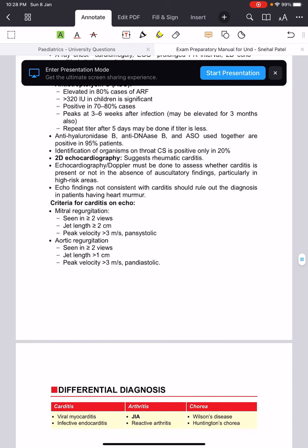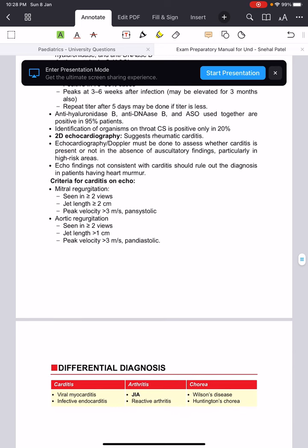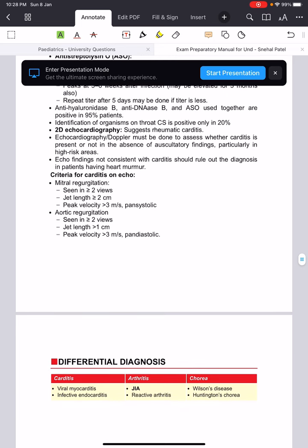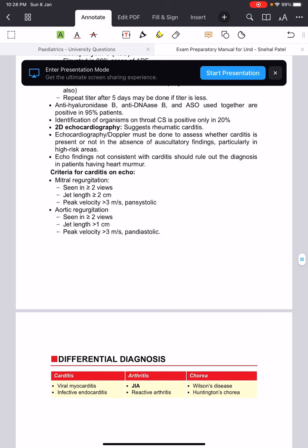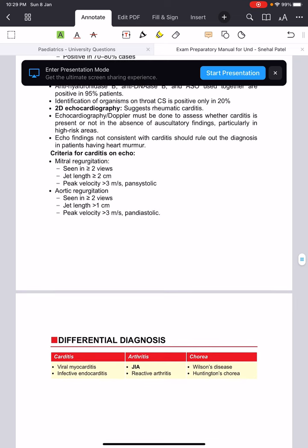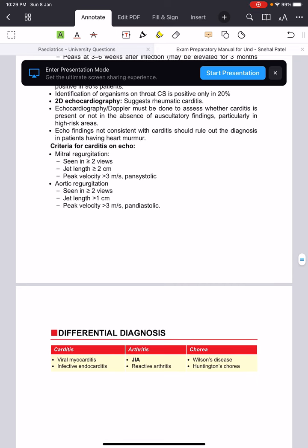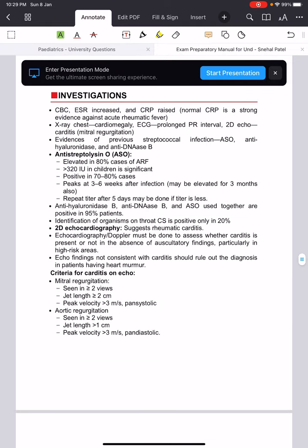Now 2D echocardiography. It suggests rheumatic carditis, and criteria for carditis on echo are mitral regurgitation and aortic regurgitation. So if these criteria are there, then rheumatic heart disease is there. What are the investigations? ESR is raised, CRP is raised, CBC we have to see. Then on chest X-ray you will see cardiomegaly. On 2D echo you will see carditis. Then we will see positive anti-streptolysin O, anti-hyaluronidase and anti-DNase B.